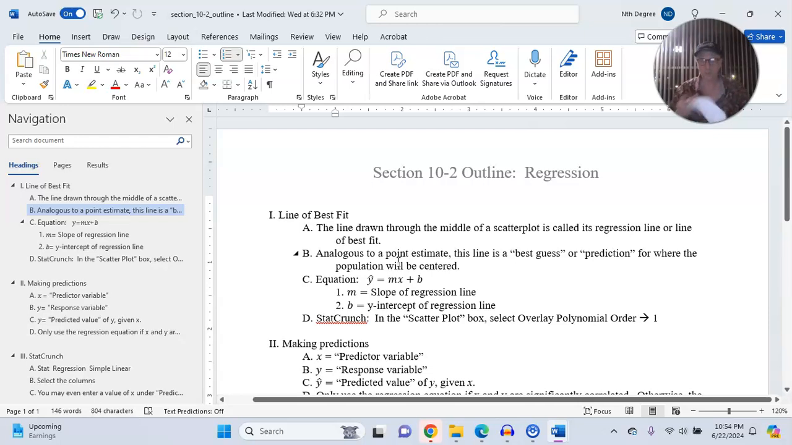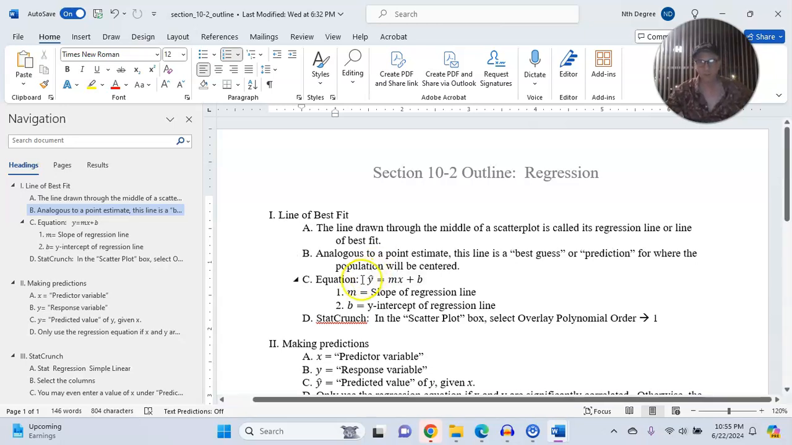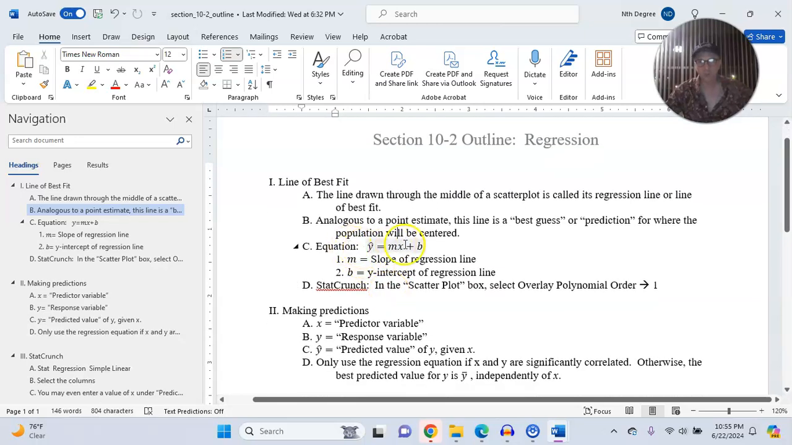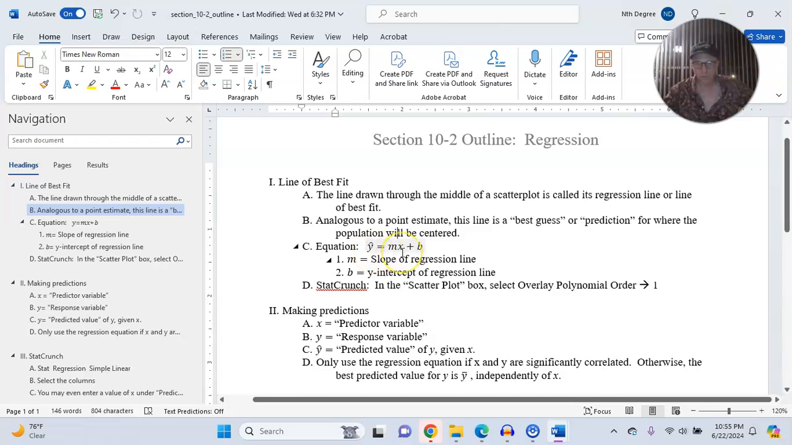Now, I know this takes us way back to 7th grade or so, but every line has an equation. There are a few different forms for it, but one of the most common generic forms for the equation of a line is written in slope-intercept form: y equals mx plus b. M stands for slope, and b stands for y-intercept. Those variables are pretty universal. We've basically seen them before in very generic contexts.